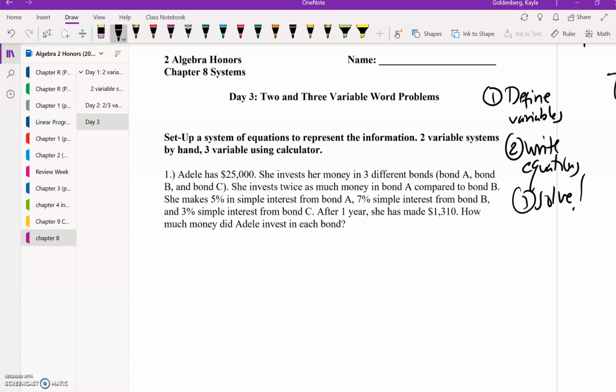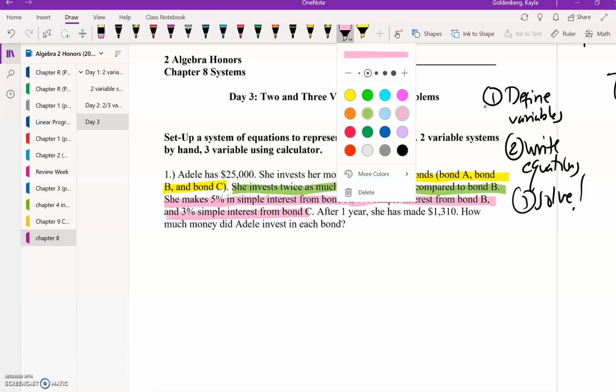Okay? So the first one says Adele has $25,000. She invests her money in 3 different bonds, bond A, bond B, and bond C. And she invests twice as much money in bond A compared to bond B. I'm just going to highlight every single thing that seems important. Put different colors. She makes 5% in simple interest from bond A, 7% simple interest from bond B, and 3% from bond C. And then there's another thing.